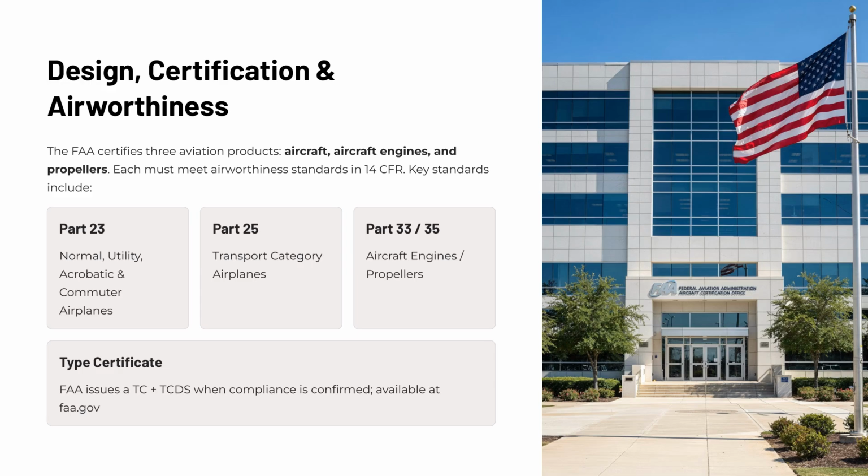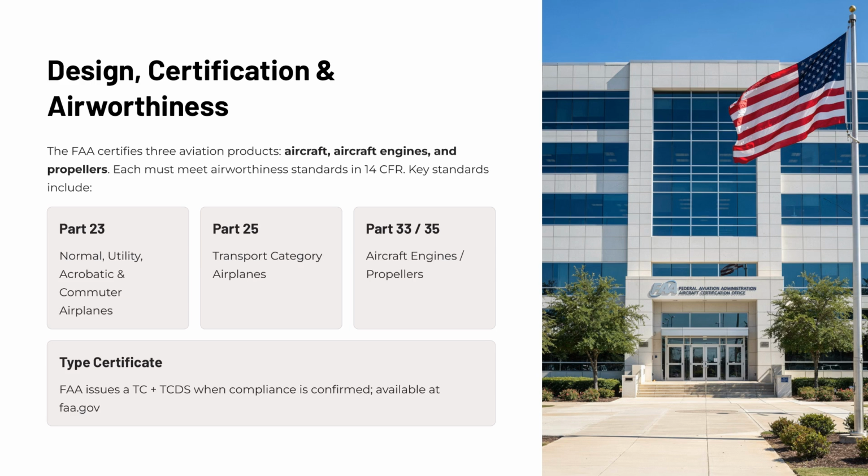The FAA certifies 3 specific aviation products: aircraft, aircraft engines, and propellers. Each of these products must demonstrate compliance with airworthiness standards found in Title 14 of the Code of Federal Regulations, commonly referred to as 14 CFR. The applicable standards depend on the category of product. Part 23 covers normal, utility, acrobatic, and commuter category airplanes. Part 25 applies to transport category airplanes, which are held to more rigorous standards given their size and operational complexity. Parts 33 and 35 address aircraft engines and propellers respectively.